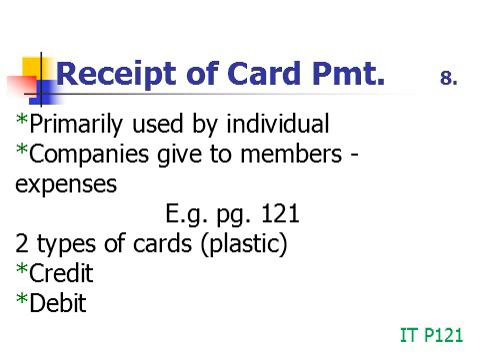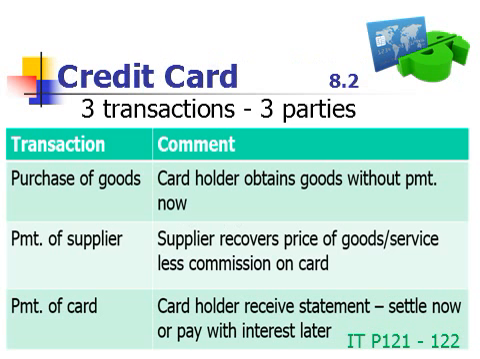There are two types of plastic cards: credit cards and debit cards. A credit card payment involves 3 transactions and 3 parties, as seen below. Transaction 1. The purchase of goods. The card holder obtains goods without payment, now. Transaction 2. The payment of the supplier. The supplier recovers the price of goods or service less commission on the card.